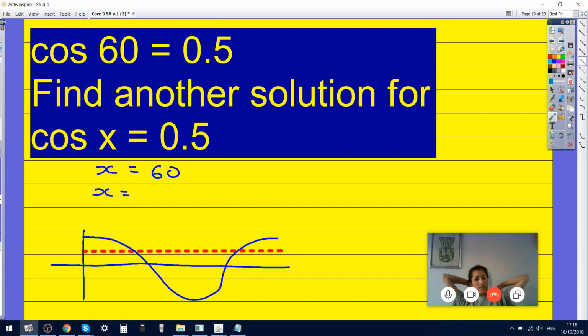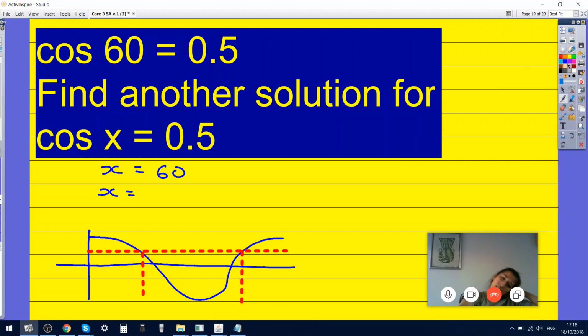360 minus 60. Yeah. So that's the first one, the second one is 360 minus 60. Is 360 minus first answer the same as 270 plus? No, 270 plus 60 wouldn't be the same thing. So 360 minus 60? Oh yeah, of course it would be. 300. Yeah. And so that's 300 there.